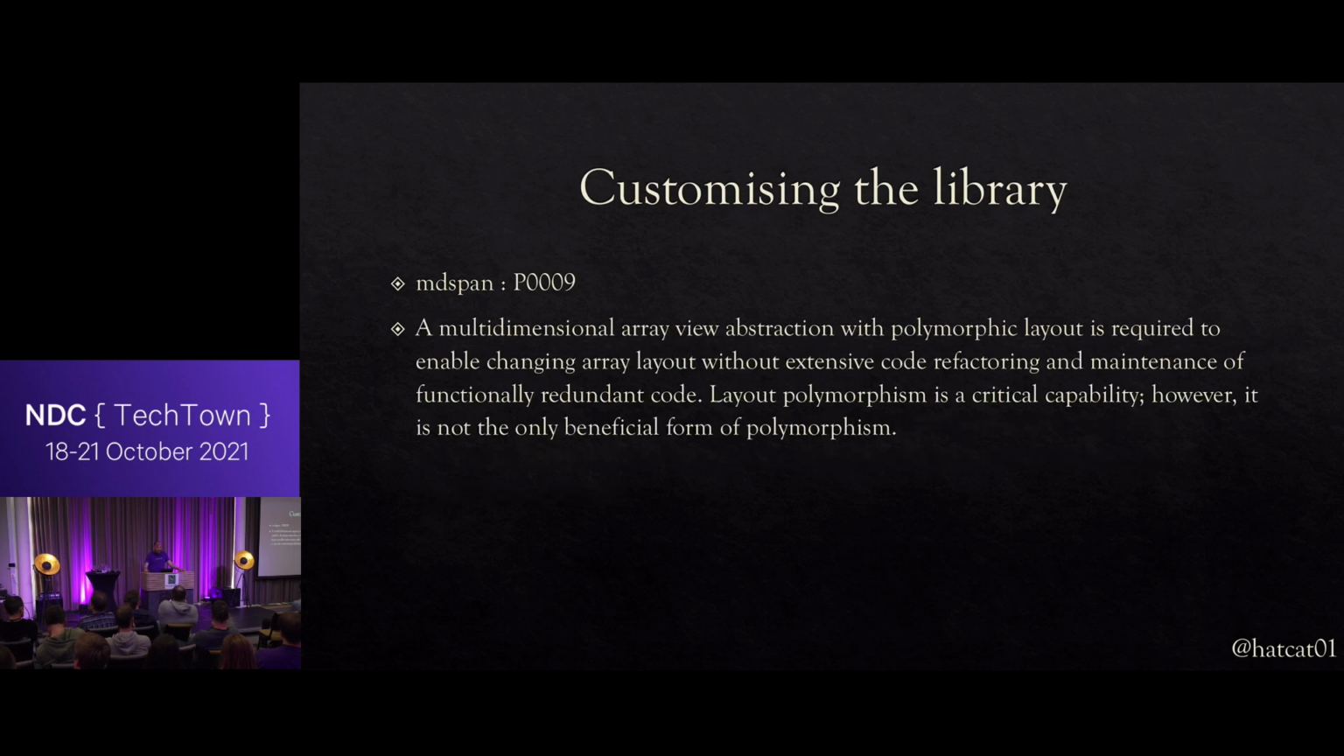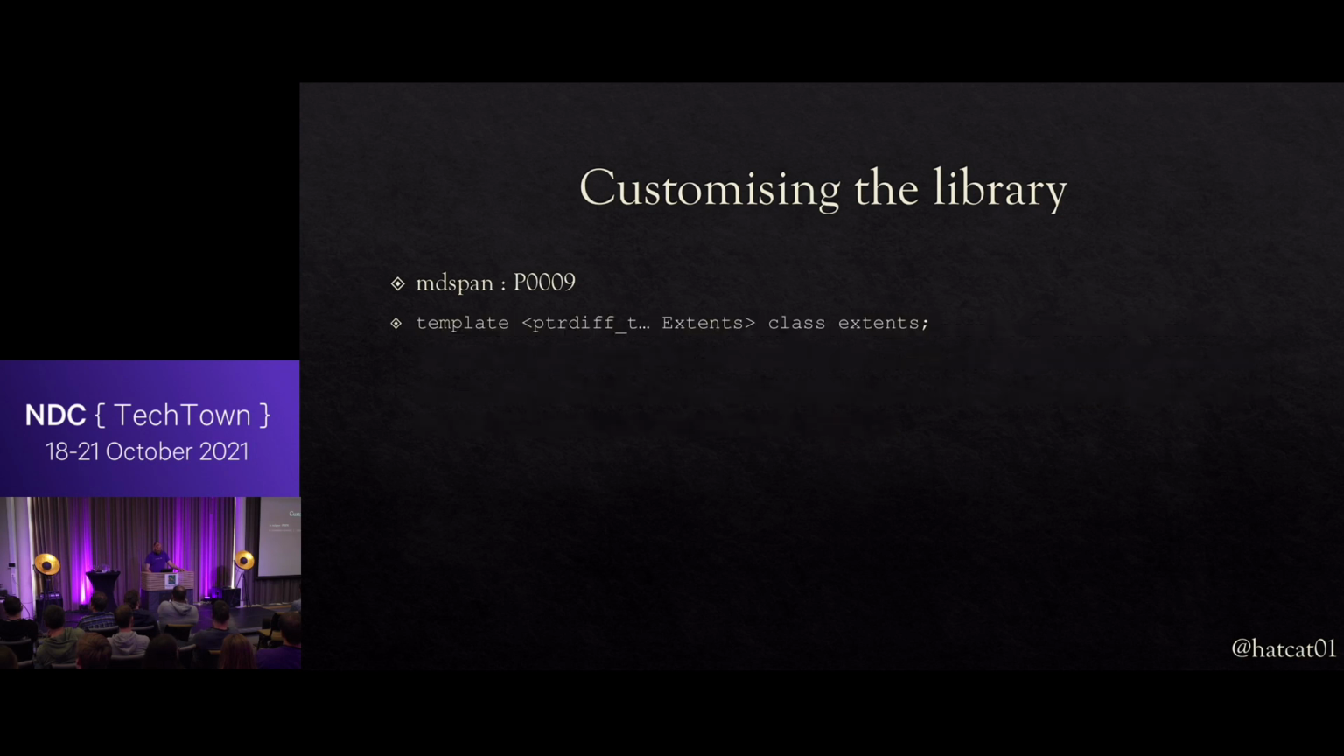Last one: a multi-dimensional array view abstraction with polymorphic layout is required to enable changing array layout without extensive code refactoring and maintenance of functionally redundant code. Layout polymorphism is a critical capability. However, it is not the only beneficial form of polymorphism.